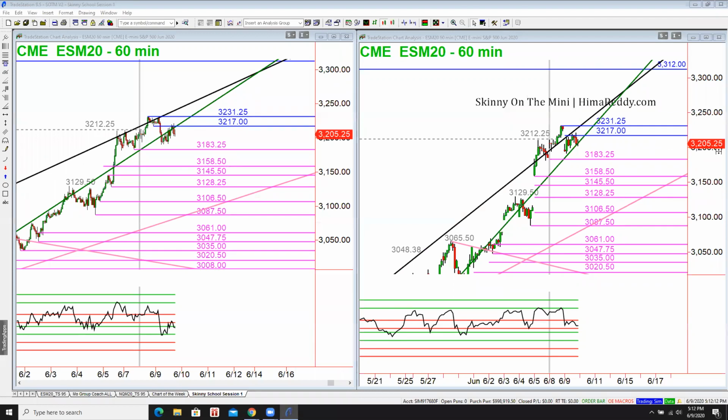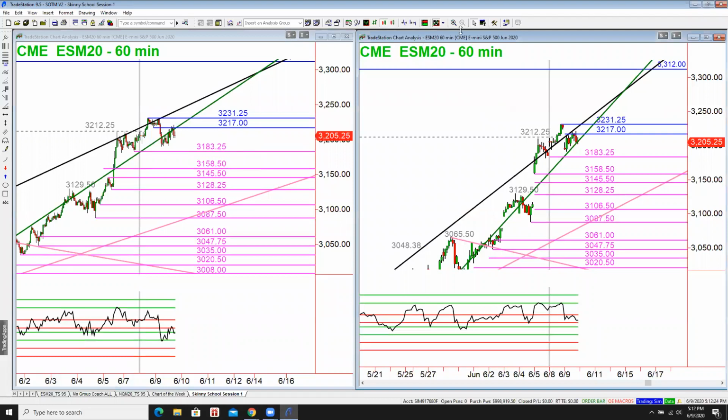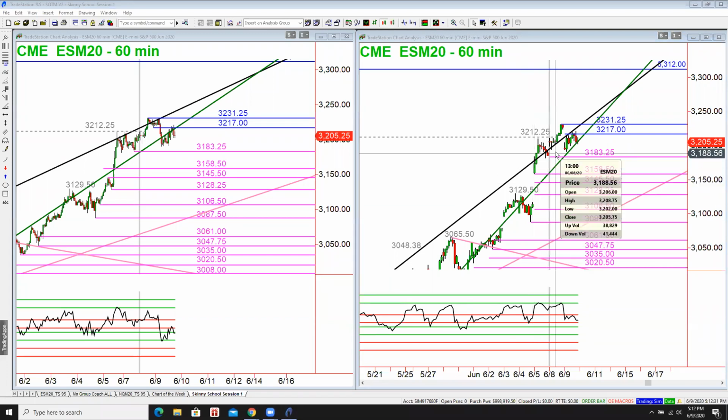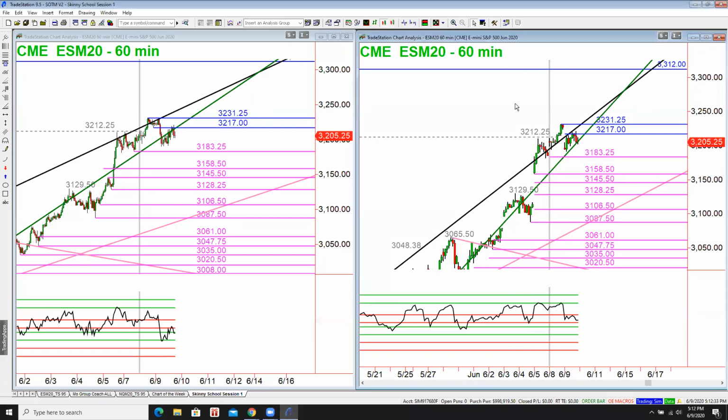All right, so I'm going to show you right off the bat how things look, okay? So here is the ES M20 current contract on the 60-minute chart as I gave it to you in the skinny. This right-hand side one is not. What's the difference? Well, this is the way that a lot of folks look at their trading. They look at it based on the trading day only.